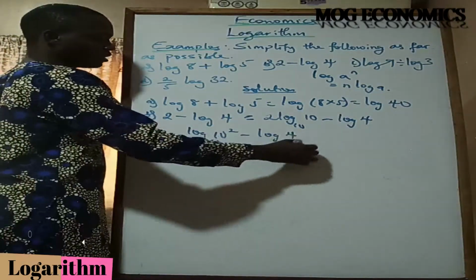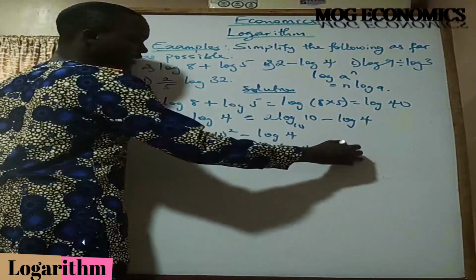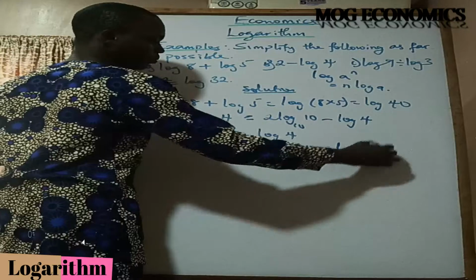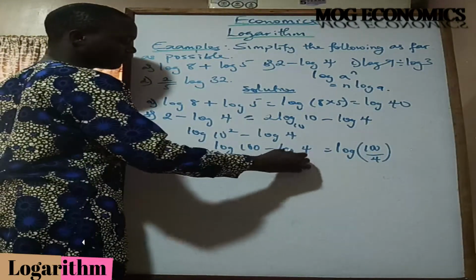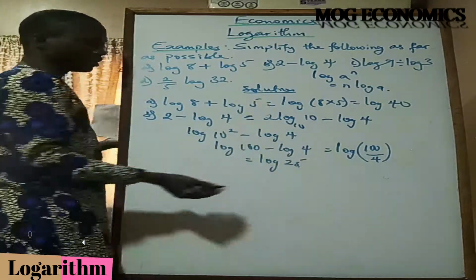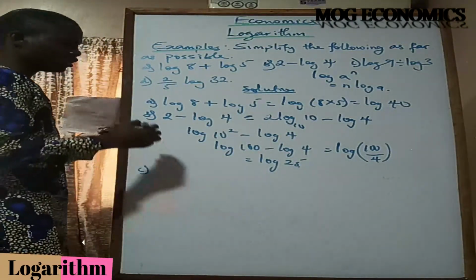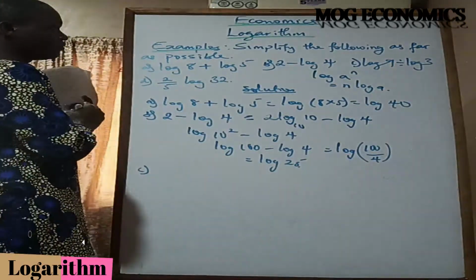So how do we continue with this? Then apply a different rule. That rule says this becomes log of 100 divided by 4. So our final answer here becomes log 25. And yeah, that's all. We've simplified it to the lowest form, except again, your question wants you to include the final answer at the end of the day.